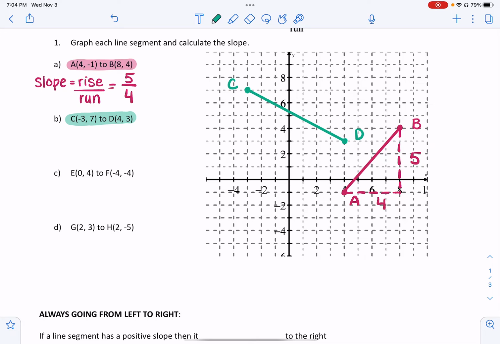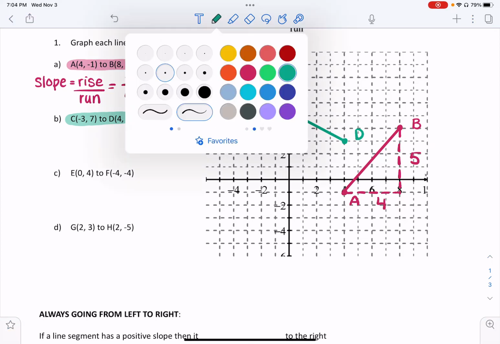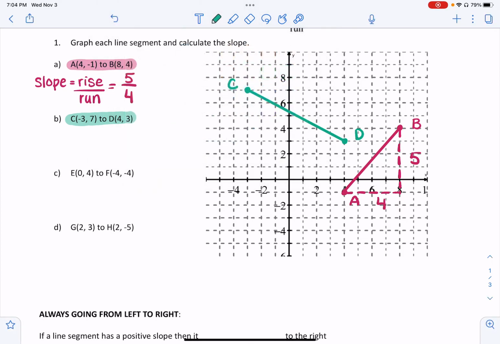Now notice here how our line is going downwards to the right this time. This is in a different direction than the first line. This is an example of a negative slope because it's going downward. So we should expect that our value is going to be negative. So I'm going to find my rise and my run in order to find my slope.